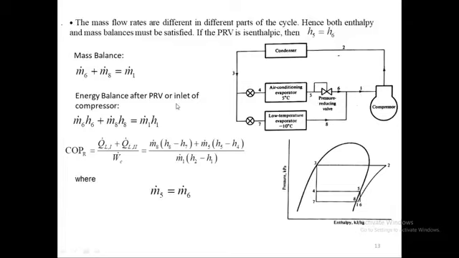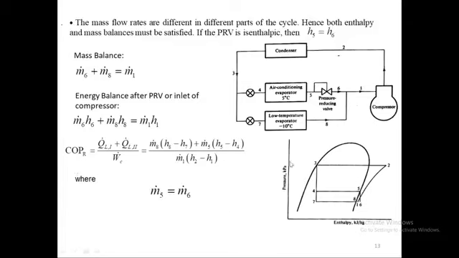So we are doing the energy balance after the PRV at this point. What is flowing in are M dot 8 and M dot 6 multiplied by their respective enthalpies, and what is leaving this point is M dot 1 multiplied by its enthalpy. So that's the energy balance at a point after the PRV.